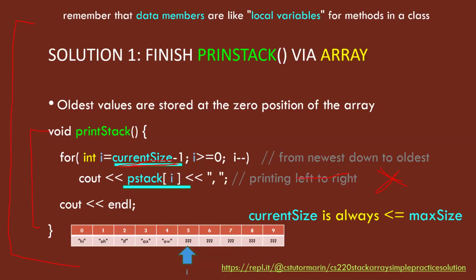So if this is our current count, we're going to start at size minus 1, right? Because we got 5 things, so that means they go from 0 through 4. So now we're looping from current size minus 1 down to and equal to 0. Okay, so that should be what your code is doing there.